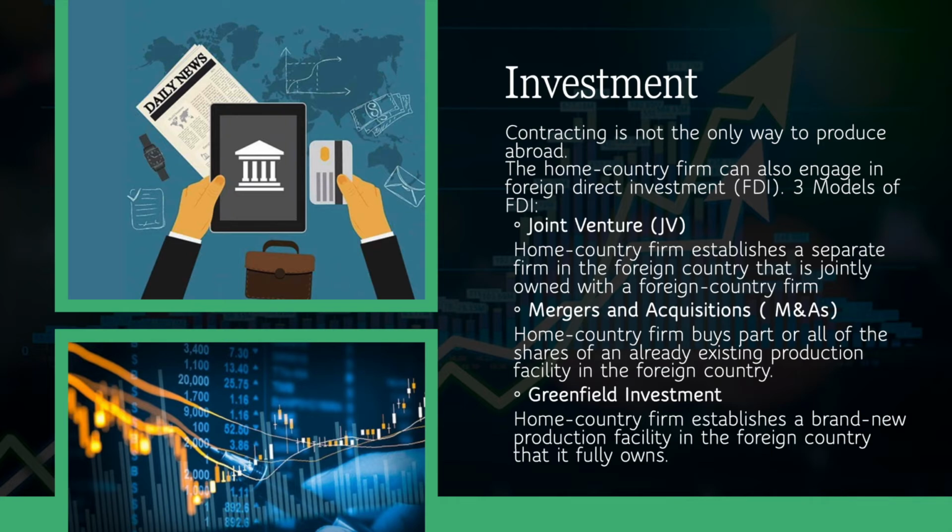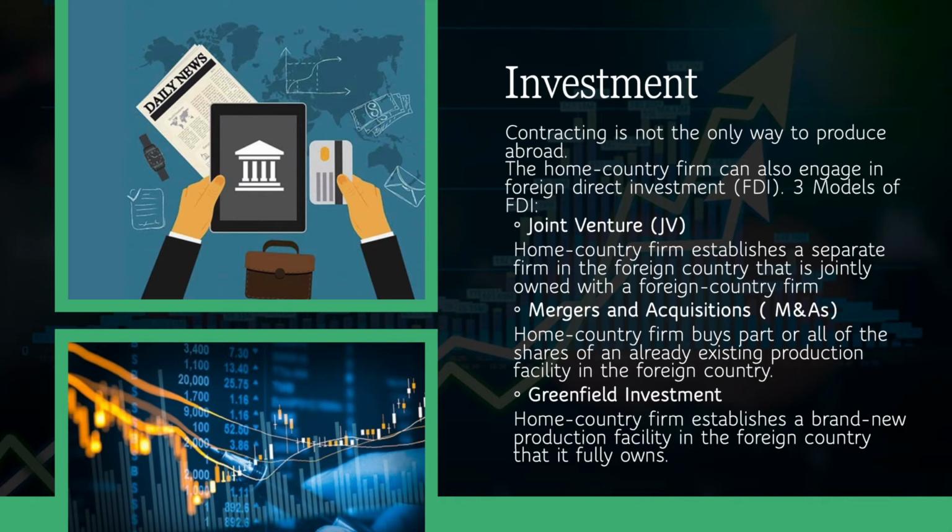In a JV, the home country firm establishes a parent firm in the foreign country that is jointly owned with a foreign country firm. Sometimes a JV is required by a foreign host country, whereas in other instances, a home country firm will enter into a JV willingly in order to tap into local assets of the foreign partner. These local assets might include local market knowledge, existing production facilities, and knowledge of the local regulatory environment.